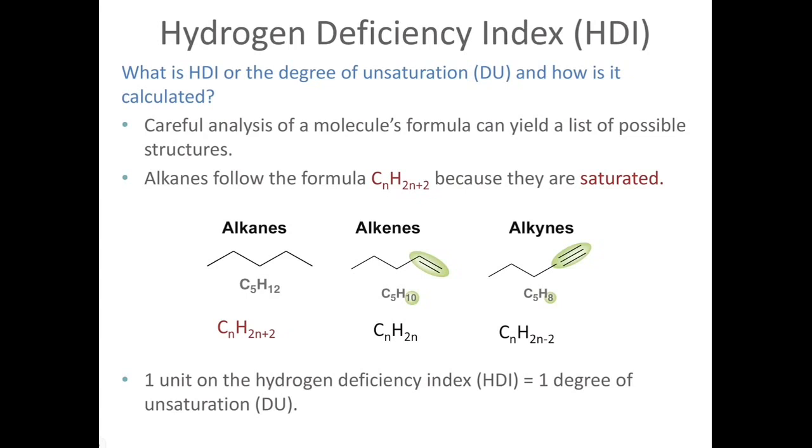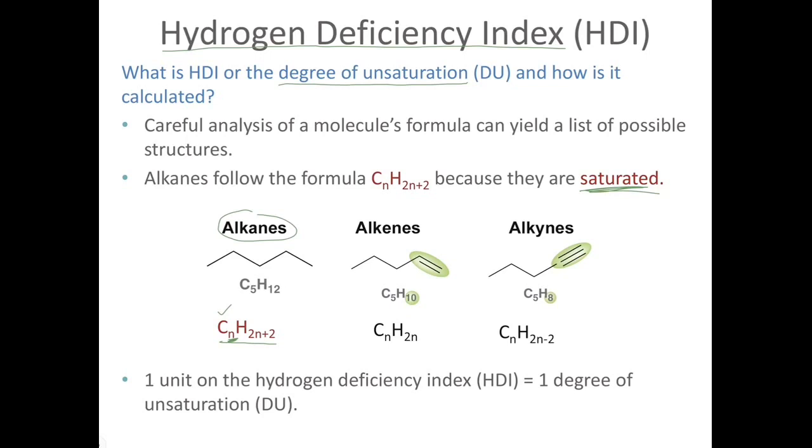Well, we can first of all analyze the molecule and determine the degree of unsaturation. And for this we can use the hydrogen deficiency index to calculate the degree of unsaturation. Alkanes are known to be fully saturated, and they have the formula CnH2n+2, where n tells us the corresponding number of atoms.